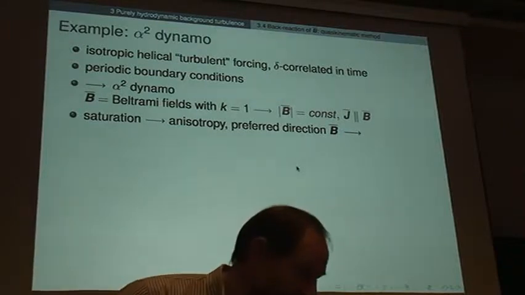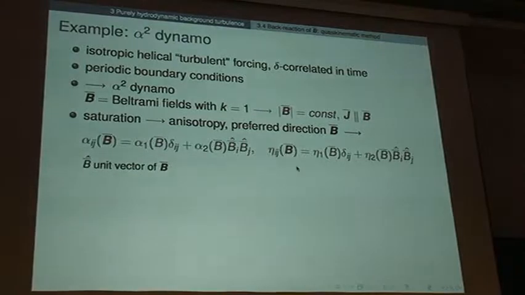There's no way out. That is, for our tensors alpha and eta, we now have to write down something like that. There's an isotropic part which is already there without the mean field, and these are the parts created by the influence of the mean field on the turbulence. This is the only possibility to write down these tensors, because we have only one preferred direction. This is the direction of the mean field, and the back reaction on the flow is quadratic. These two ingredients lead unambiguously to these expressions.